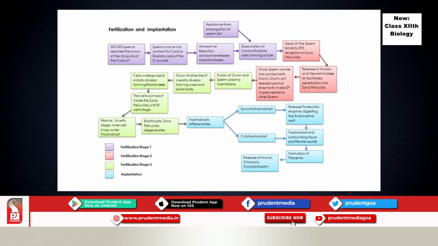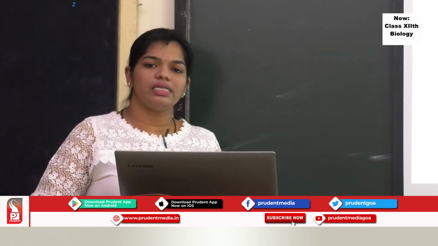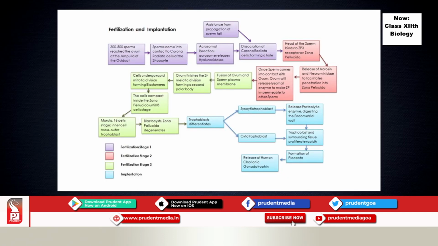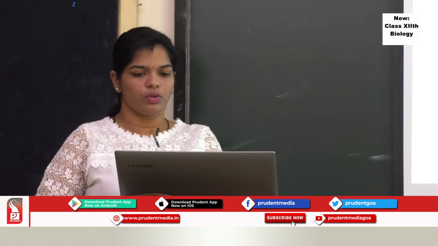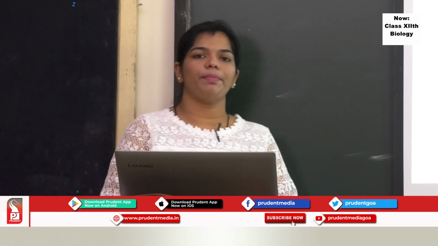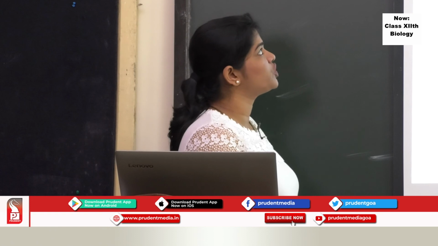The zygote divides and forms the blastomeres. The blastomeres keep on dividing till the 16-cell stage, which is the morula. Again, further forming the blastocyst, which has the outer covering, that's the trophoblast, and the inner cell mass. The inner cell mass will divide further and form the ectoderm, endoderm and mesoderm, which are involved in the formation of different organs in the fetus. Okay. So in the whole chapter, these are the concepts which we dealt with.